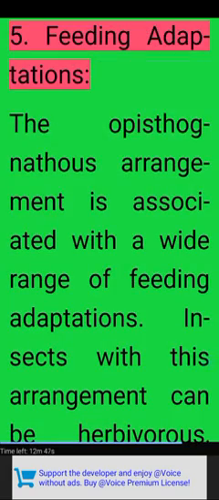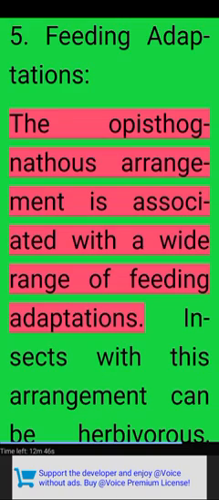5. Feeding adaptations. The opisthognathous arrangement is associated with a wide range of feeding adaptations.